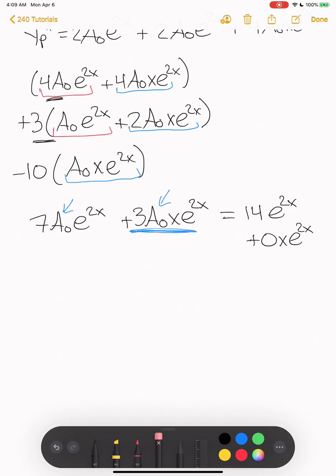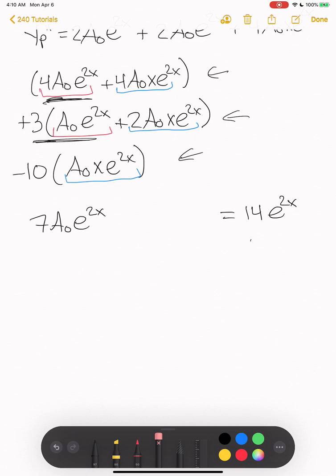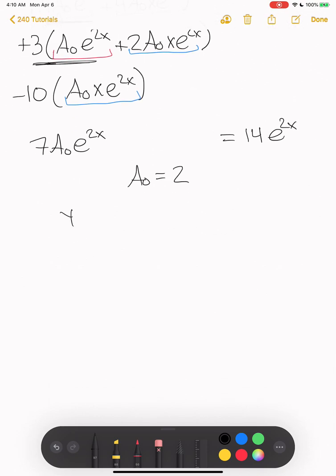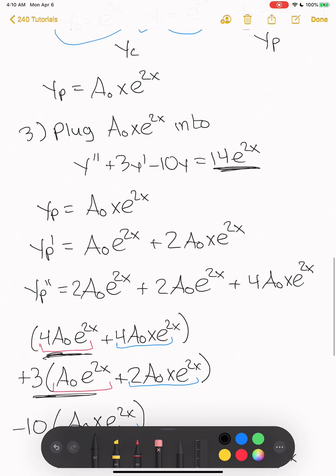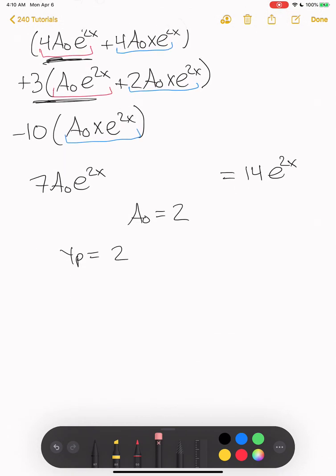So what's really cool here is that if you have a case like this, these will cancel out. And you will be able to solve for a naught just based off of the terms you need here. So this was if that were to happen. Remember, it's not actually what happens. We get this term left here, and then you can easily solve for a naught. And so a naught is equal to 2. That tells us that our particular solution is equal to 2xe to the 2x.